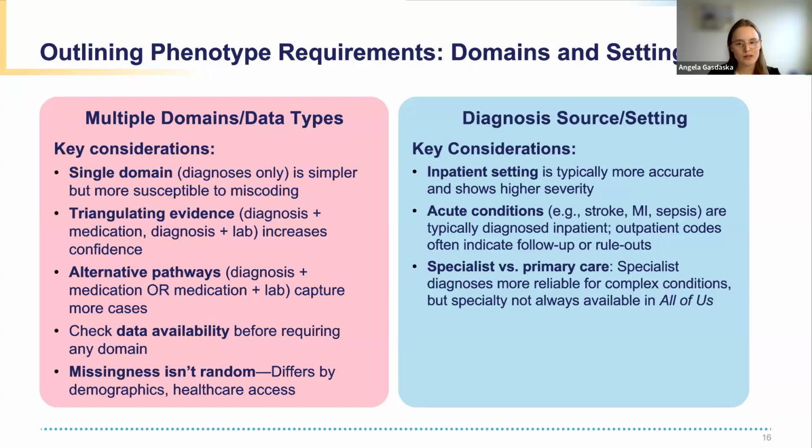Something else to consider is whether the diagnosis was from a specialist. So specialist diagnoses are often more reliable for conditions that are complex or rare. So that is something to consider. So for example, for lupus, a rheumatologist specialist diagnosis might be more accurate than a primary care one. But now that we've gone over some key areas of consideration, let's see how these apply to some examples.